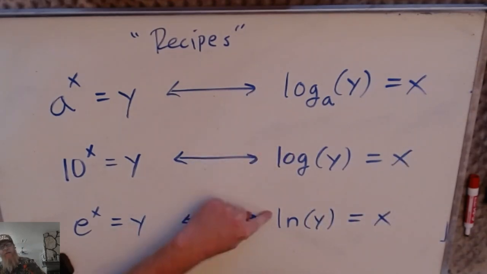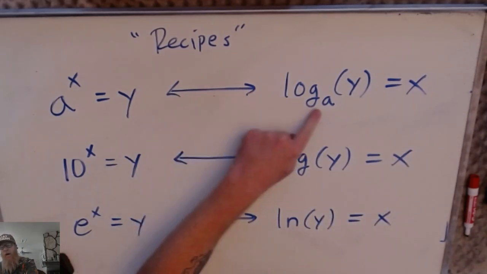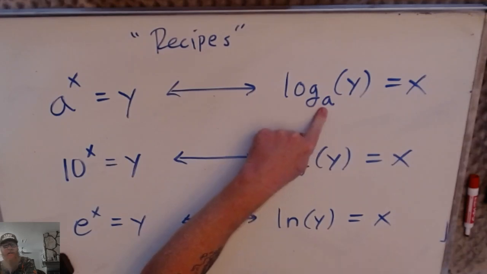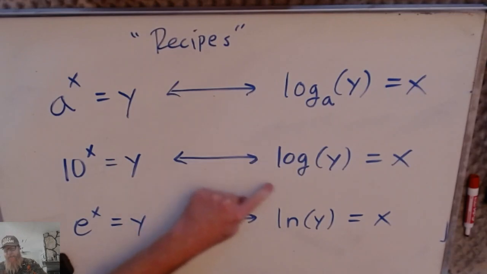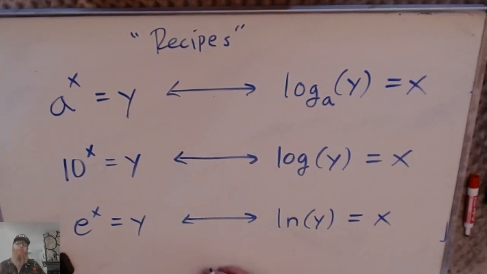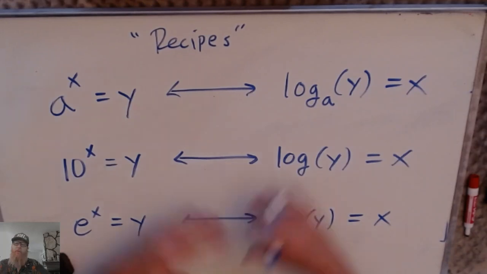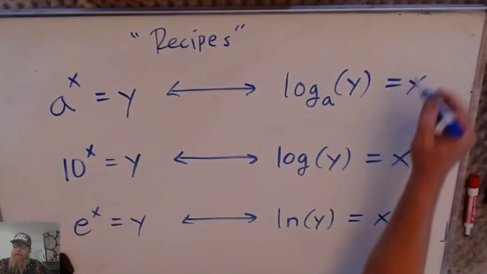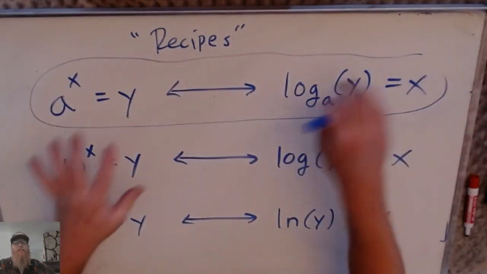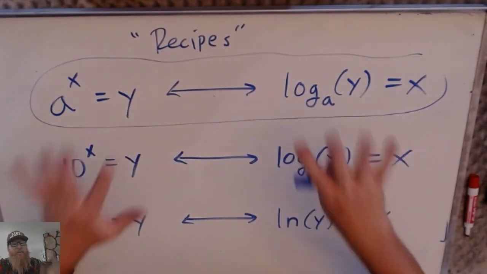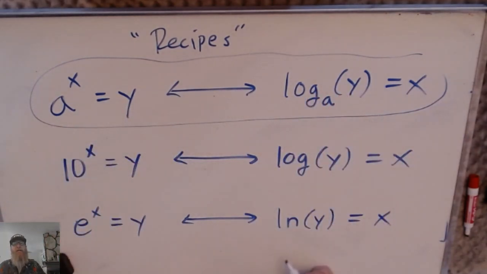And then you have your 3 different types of logs. This is what we call other base, so anything other than 10 or other than e. And then this would be 10, and then this would be e. Okay. You could memorize all 3 of these if you like. Personally, I only memorized the first one. I consider this a buy 1, get 2 free.